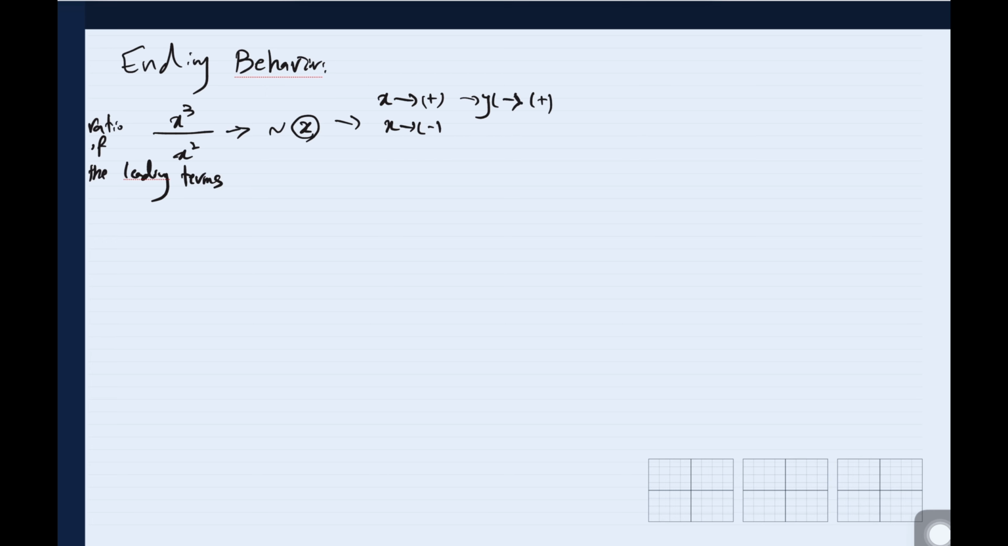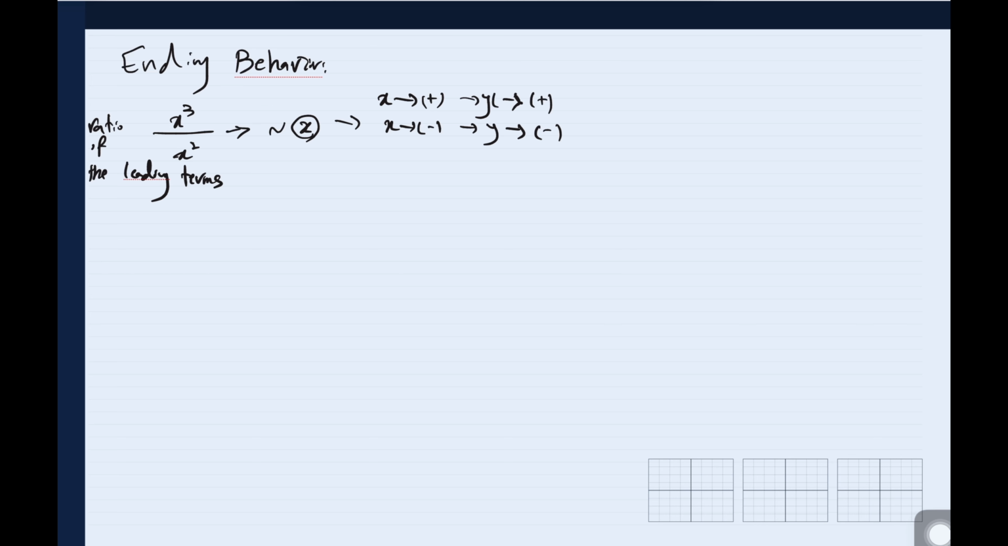I'm gonna take the leading term in the numerator and the leading term in the denominator. Then I'll have almost x as the ratio of the leading terms. Then if I have x as the ratio of the leading terms, it means if x approaches a positive number, then y is positive. If x approaches a negative number, y is gonna be a negative number.